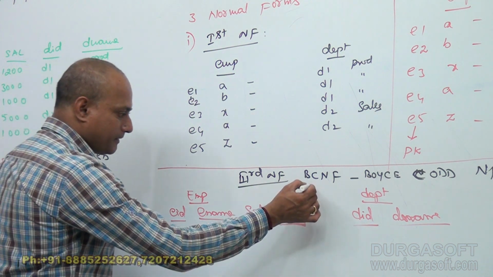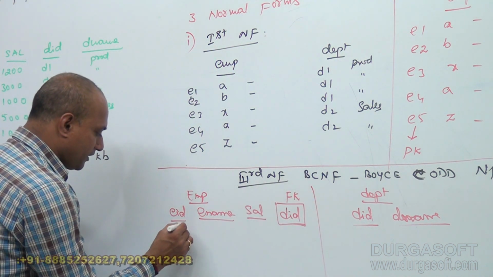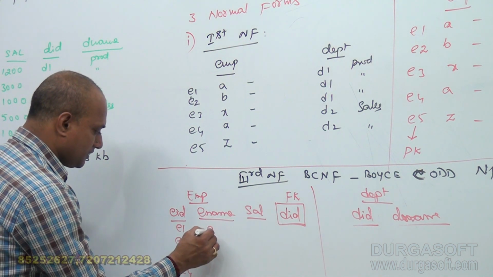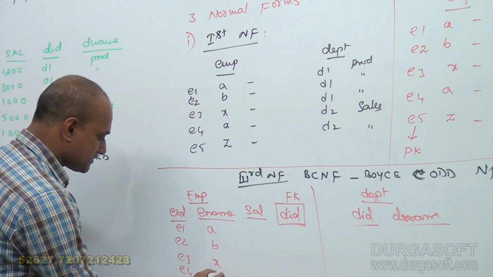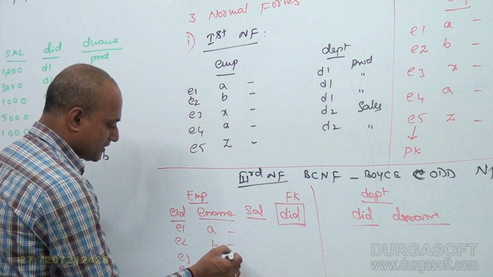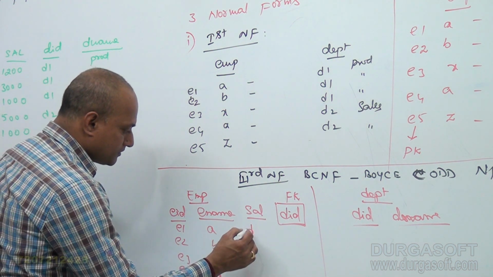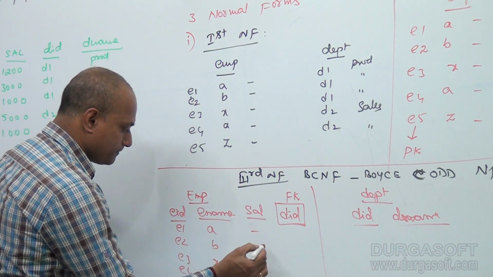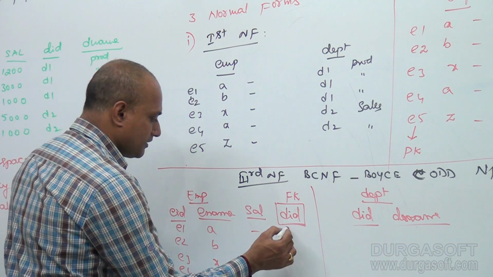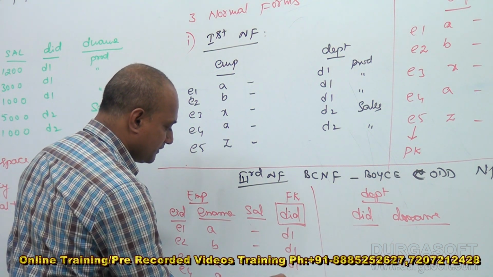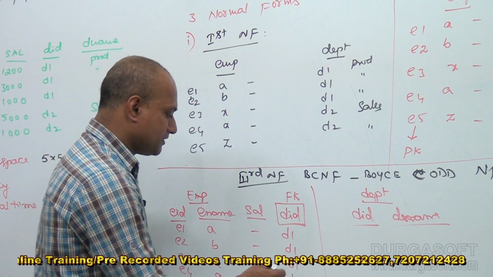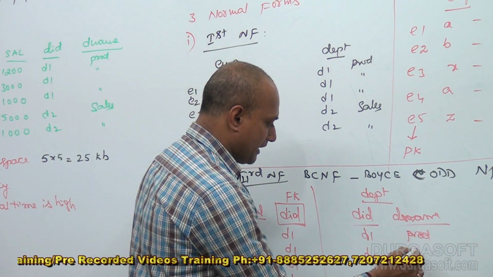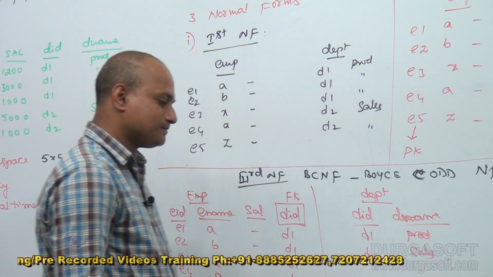Remember, in the EMP table you are defining it. So E1, E2, E3, E4 and E5. A, B, X, A, Z. Some salaries are there. Now D1, D1, D1, D2, D2. Here D1, D2, this is called production and this is known as sales.